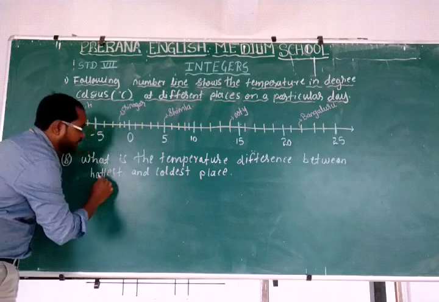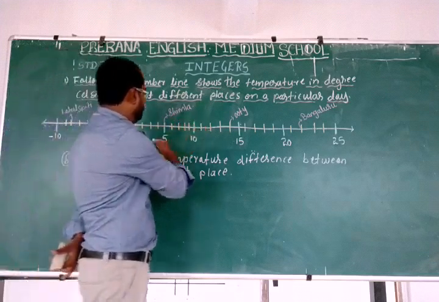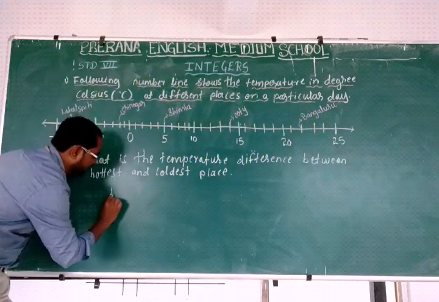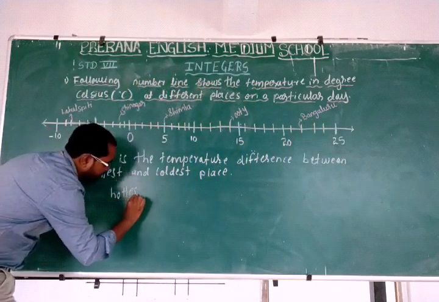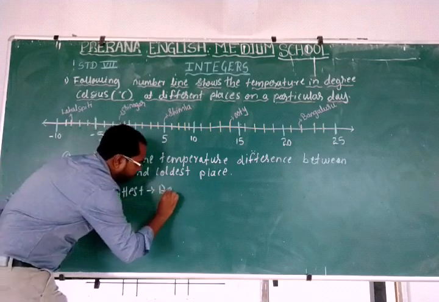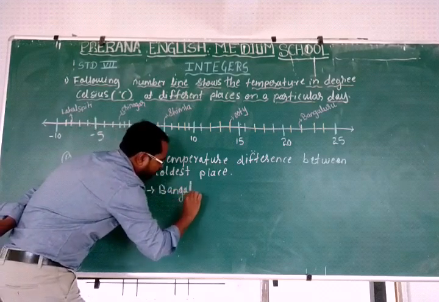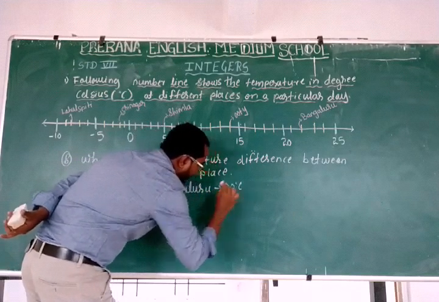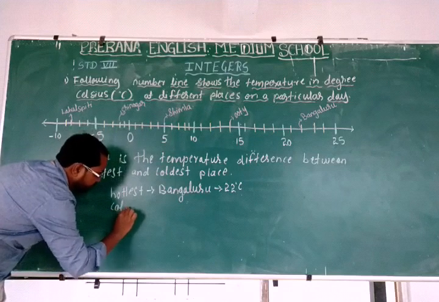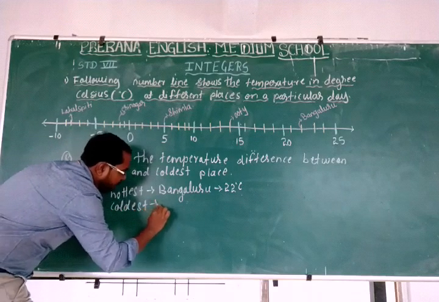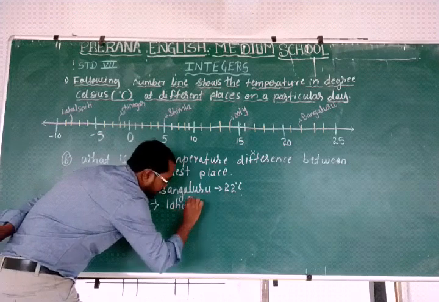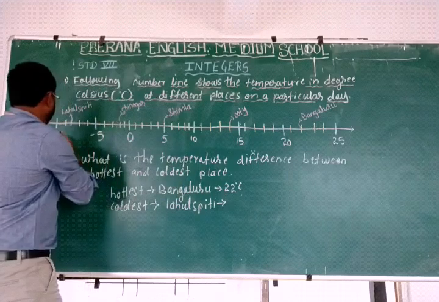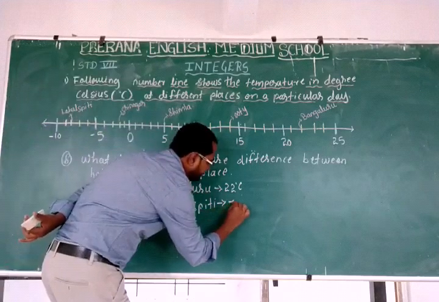So we have to find the temperature difference between the hottest and the coldest place. So which is the hottest place here? Which has got the highest degrees Celsius? That is, Bangalore has got 22 degrees Celsius. So the hottest place is Bangalore with 22 degrees Celsius, and the coldest will be Lahuspati with -8 degrees Celsius.